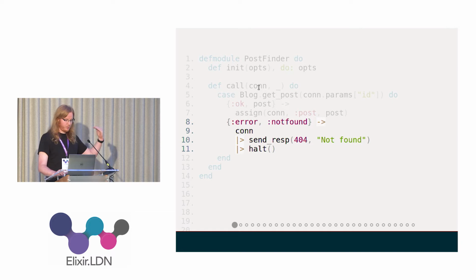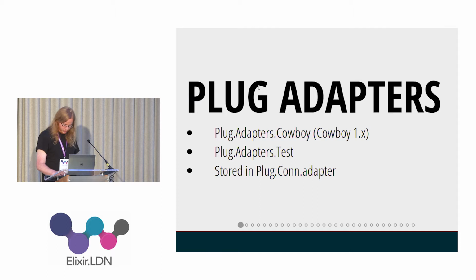We'll just stop there. But that's not what I really want to talk about as much today as I do the adapter part. So as I mentioned, there is a Cowboy adapter and a test adapter. There are other adapters available. There's an experimental Chatterbox adapter, which is an HTTP2 web server. There is an Elli adapter as well, which is another web server, but largely it's Cowboy that's used.